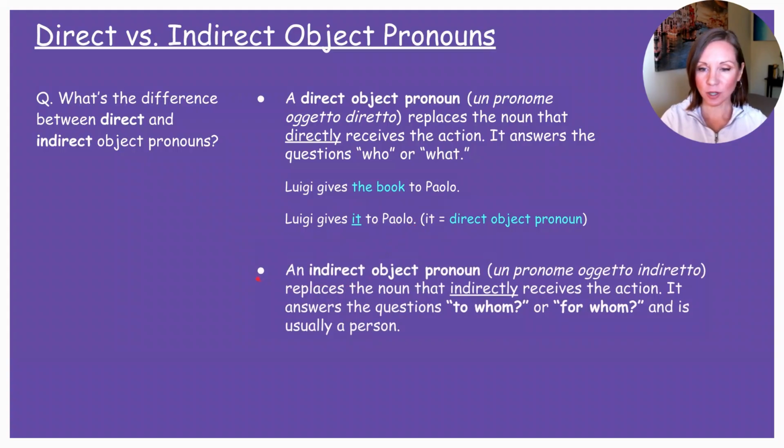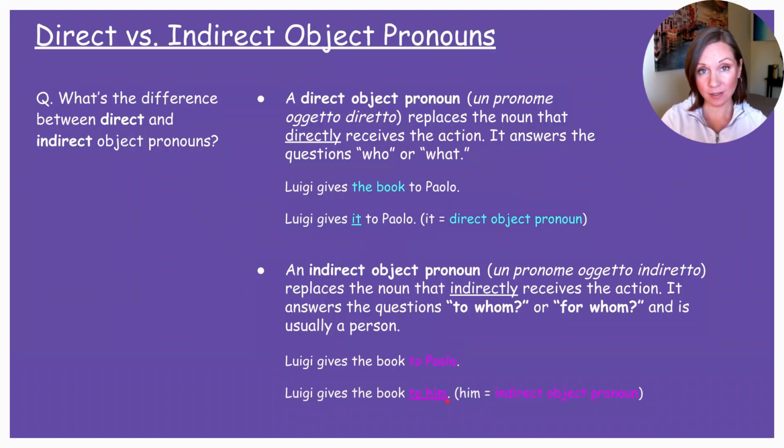An indirect object pronoun, un pronome oggetto indiretto, replaces the noun that indirectly receives the action. It answers the questions to whom or for whom and is usually a person. Okay, so in our example here, Luigi gives the book to Paolo. Luigi gives the book to him.